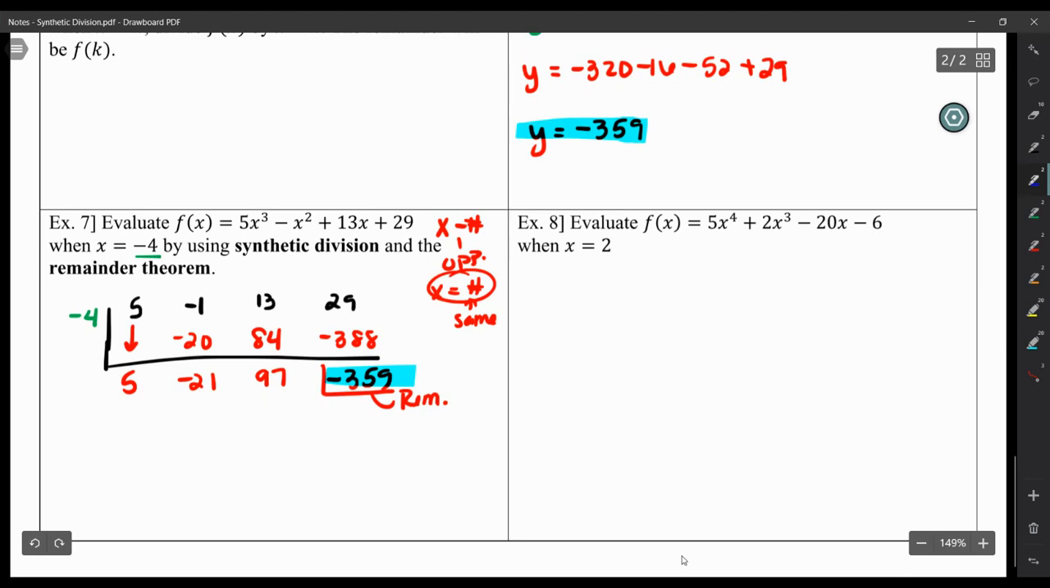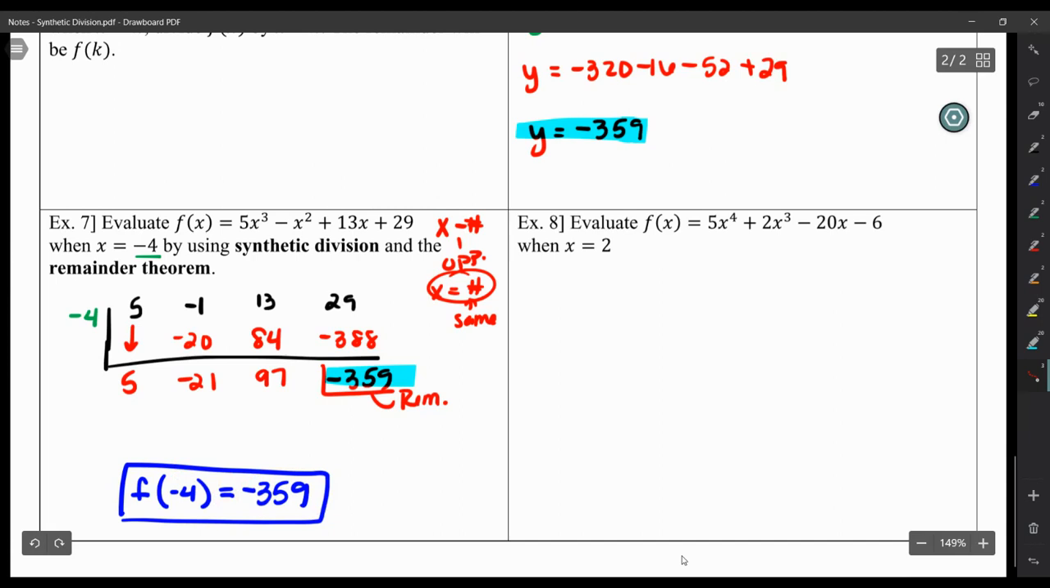So the way we usually write this answer is we say f of negative 4. This is the y value evaluated at negative 4, which is equal to negative 359. That's usually how the answer is written. The y value evaluated at negative 4 is equal to negative 359.